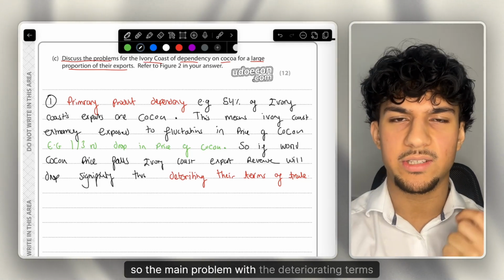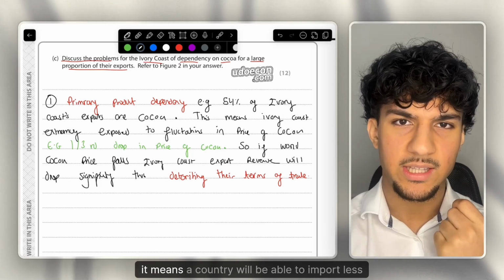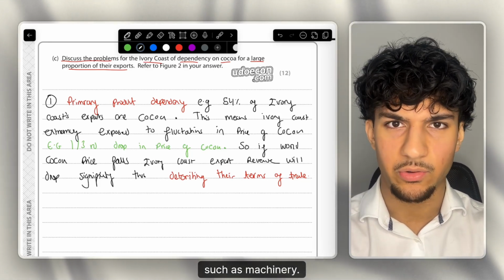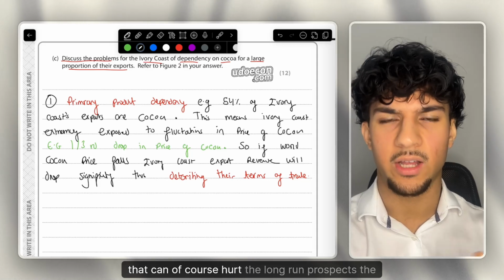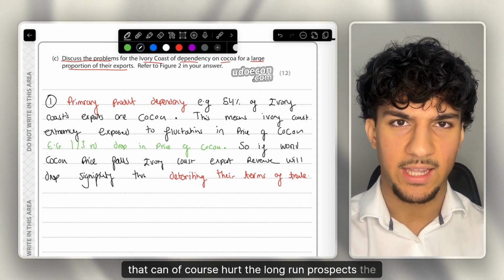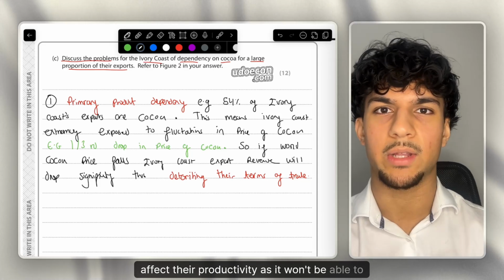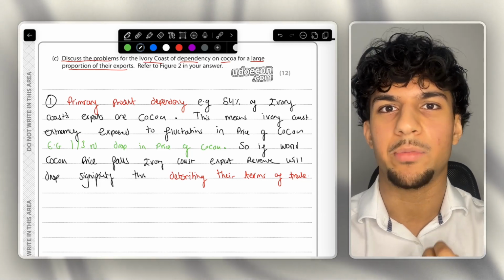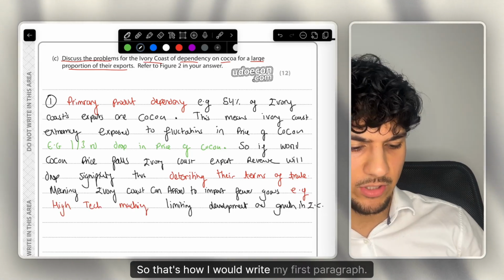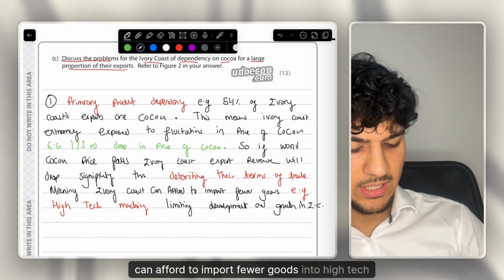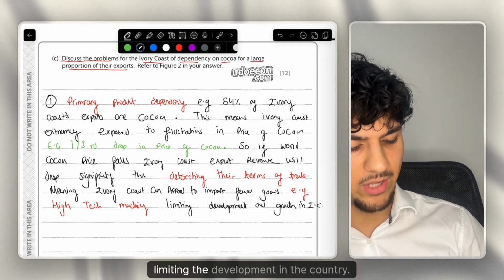So the main problem with deteriorating terms of trade is that a country will be able to import fewer goods, such as specialist capital, such as machinery. Therefore, that can of course hurt the long-run prospects, the LRAS of a country, as for example, it's going to affect their productivity as they won't be able to import maybe the newest high-tech machinery. So that's how I would write my first paragraph, just finishing it off with, meaning Ivory Coast can afford to import fewer goods, e.g. high-tech machinery, limiting the development in the country.